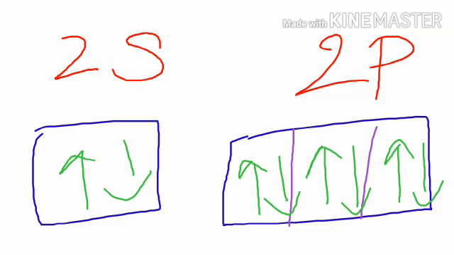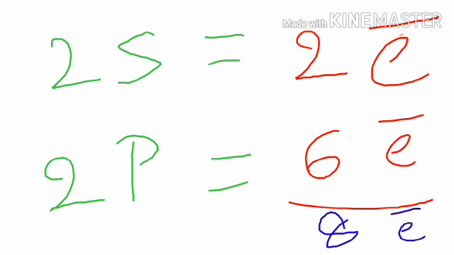That means totally the second orbit has two subshells, s, p. In s subshell we have one orbital, two electrons maximum. In p subshell we have three orbitals, 3 into 2, 6 electrons maximum. Total number of electrons present in the second orbit is 2 plus 6, 8.